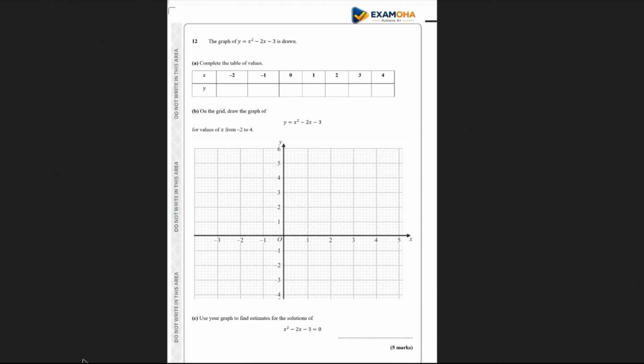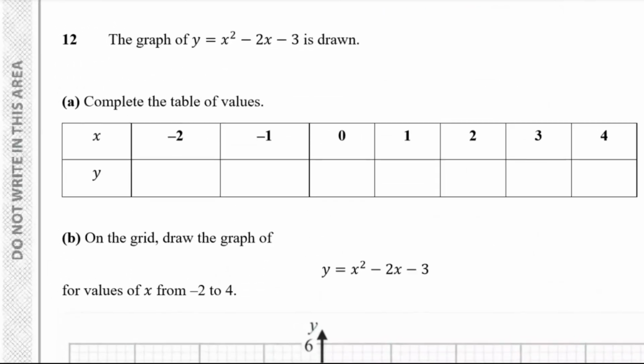This question tells you there is a graph with this equation here, x squared take away 2x and take away 3, drawn, and complete the table of values here. What we should do here is substitute each x into this equation. So for the first one, it's x equals minus 2.